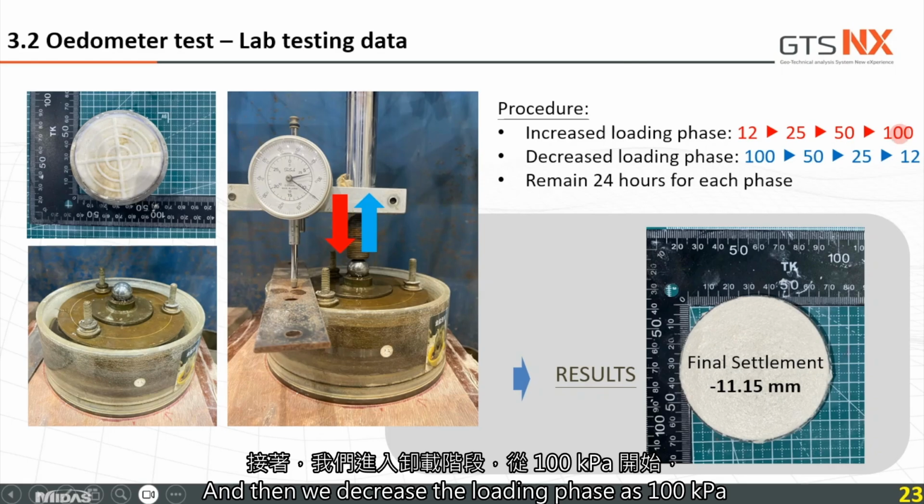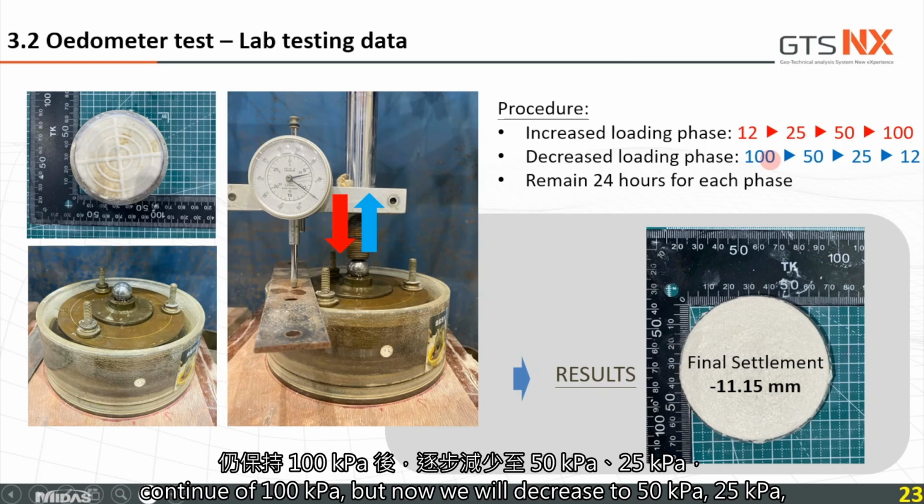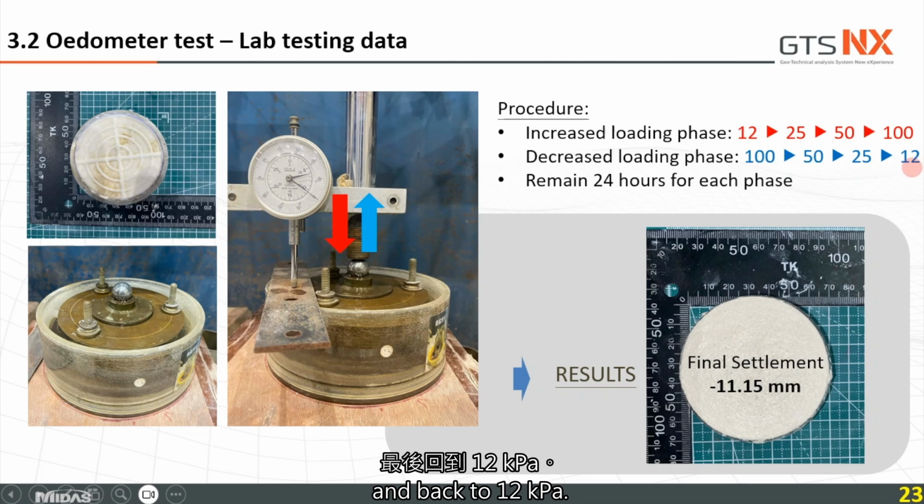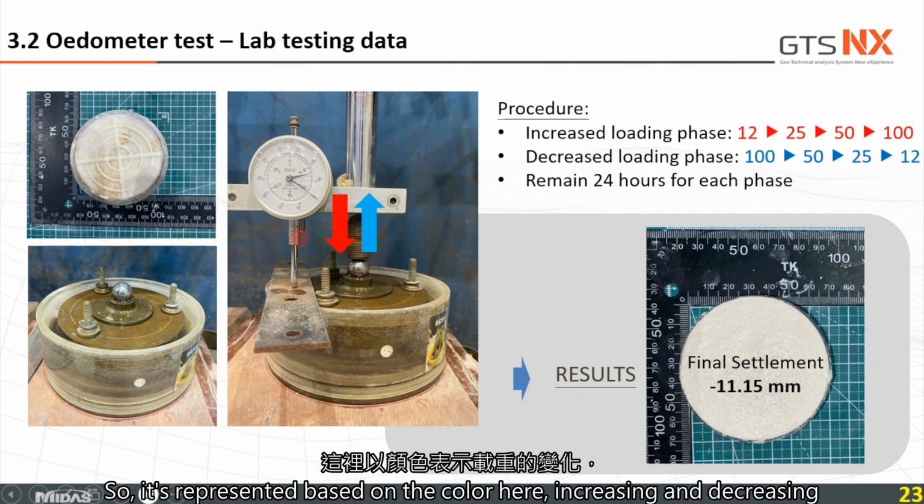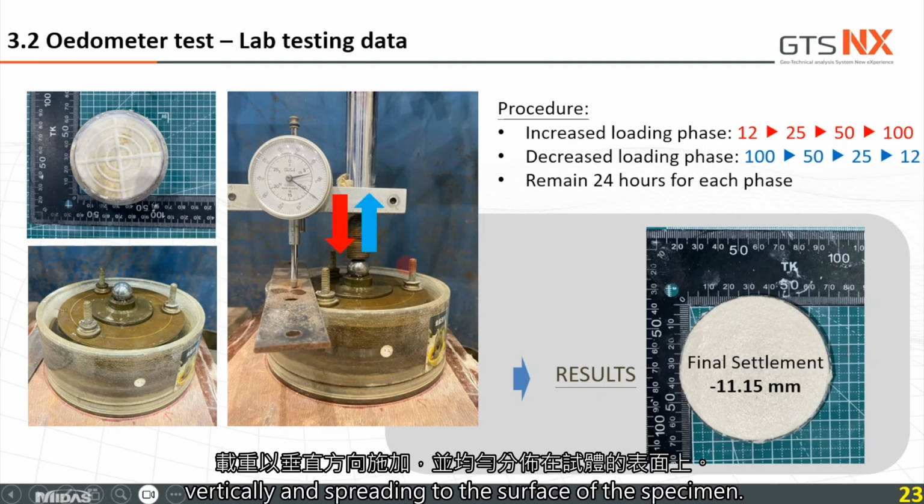And then we decrease the loading phase, continuing from 100, but now we will decrease to 50 kilopascal, 25 kilopascal, and back to 12 kilopascal. So it's represented based on the color here, increasing and decreasing vertically and spreading to the surface of the specimen.